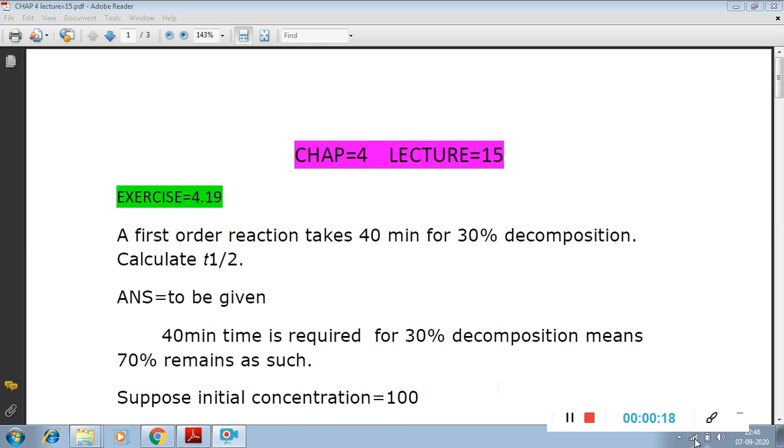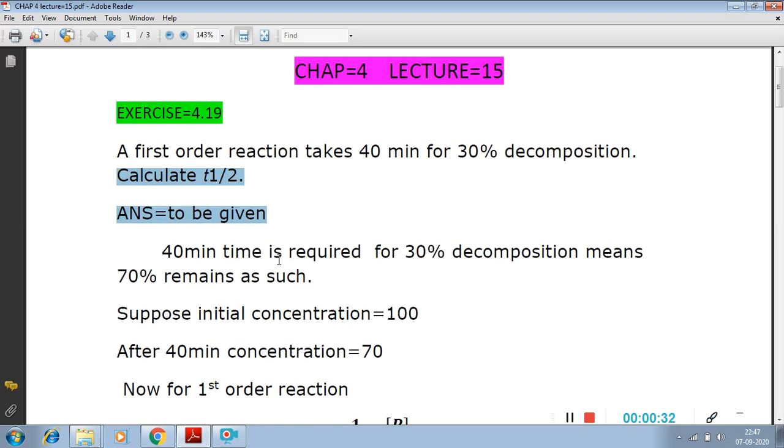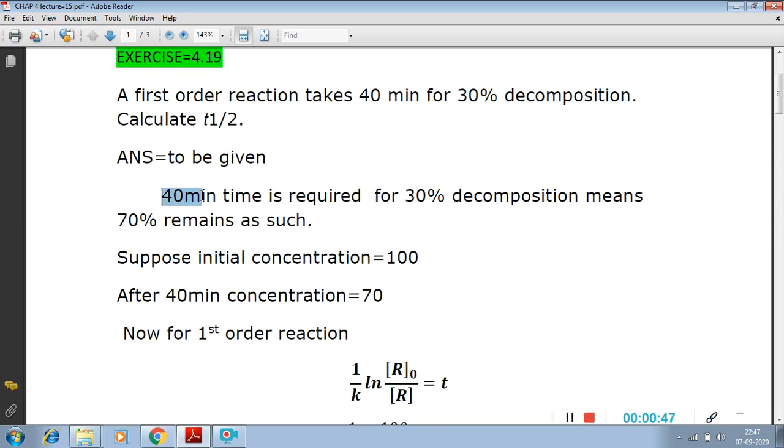The question is like this: the first order reaction takes 40 minutes for completion of 30% reaction. Calculate T1 half. So in the question, first order reaction is there. Now it takes 40 minutes for 30% decomposition. So here I have written that 40-minute time is required for 30% decomposition.